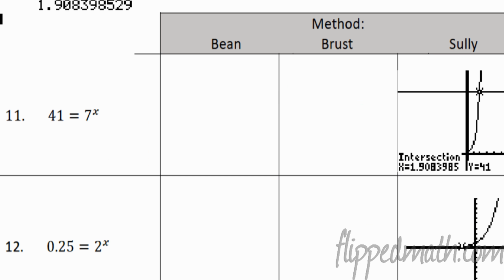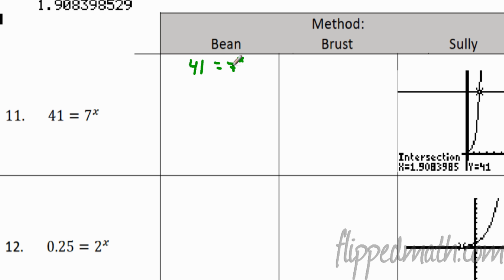We're going to start solving these equations using logarithms. So 41 equals 7 to some x power. So let's do that. 41, Bean's method. We have 3 different methods. We're going to call it the Bean-Brush-Selly method. By the way, I made this up. It's 100% not true. But the Bean-Brush-Selly method, Bean's method, you take the log of both sides.